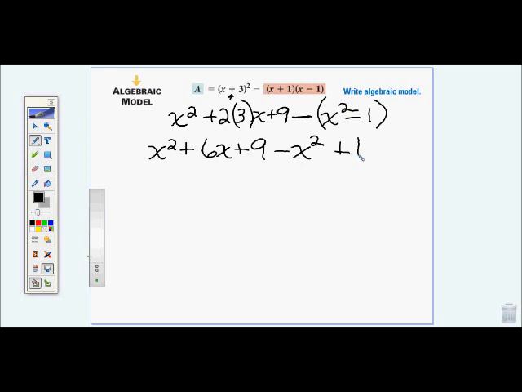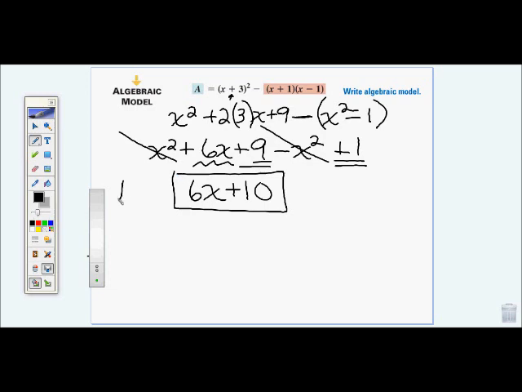Now I can look for like terms. My x squared term gets canceled out with a negative x squared. The only x term I have is 6x. And then I have 2 constant terms, plus 9 and plus 1. So that would be plus 10. And that is my final simplified expression for the area of the blue region of that square.